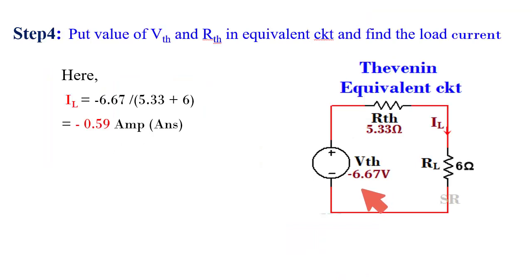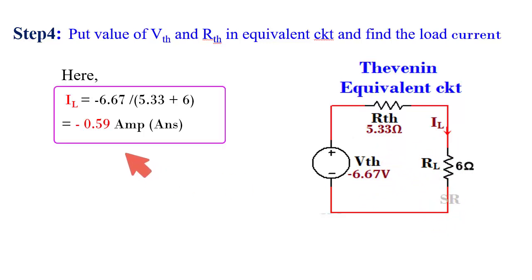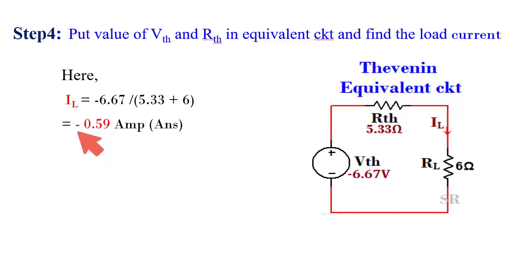So at last we need to put the value of VTH and RTH in the equivalent circuit. So VTH is minus 6.67 volt and RTH is 5.33 ohm and load resistance is 6 ohm. So what will be the value of the current? The current IL will be this 6.67 volt divided by the full circuit resistance, which is summation of 5.33 and 6 ohm, and ultimately I got IL is equal to 0.59 ampere with negative symbol. Why is this negative symbol? Because here I have used IL in its downward direction, but here VTH is minus, so actual current will flow in upward direction. So in answer IL is minus 0.59 ampere.